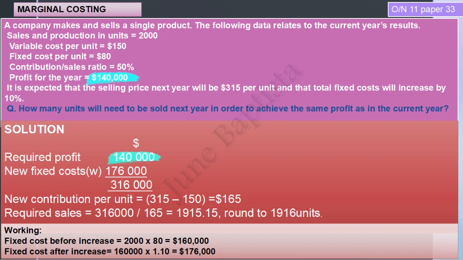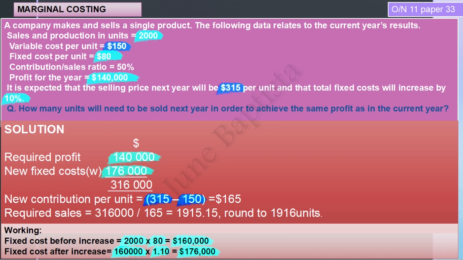Fixed cost before increase is equal to 2,000 units times $80 to give us $160,000. Fixed cost after the increase of 10% is equal to 160,000 times 1.10 to give us $176,000. The new contribution per unit is equal to 315 minus 150 to give us $165.